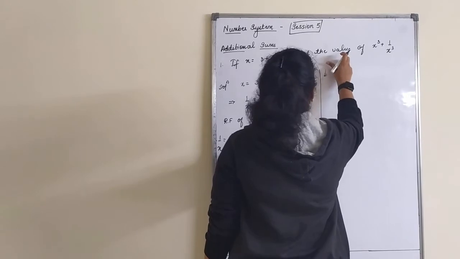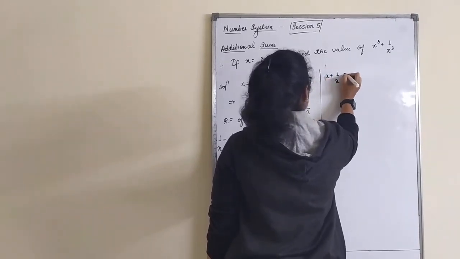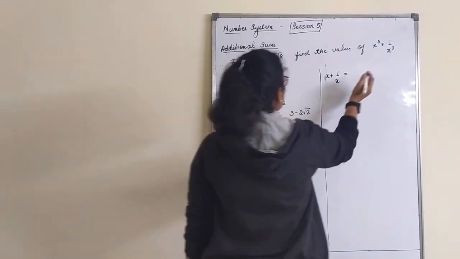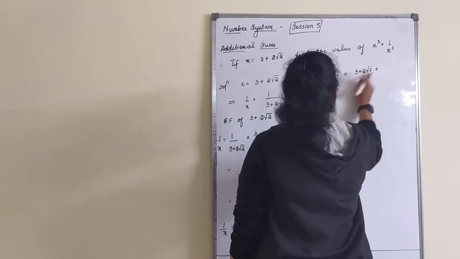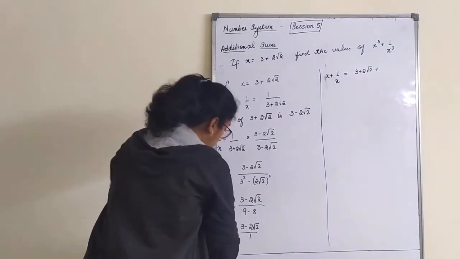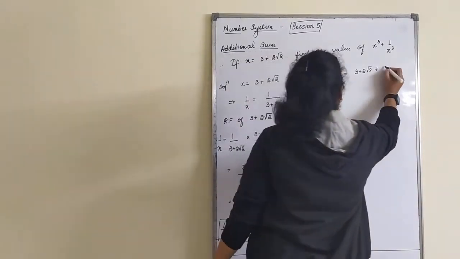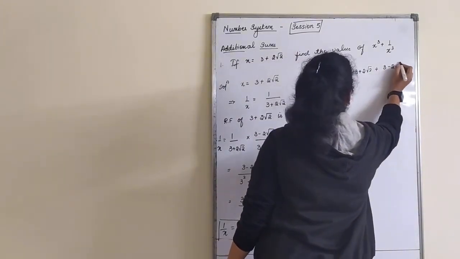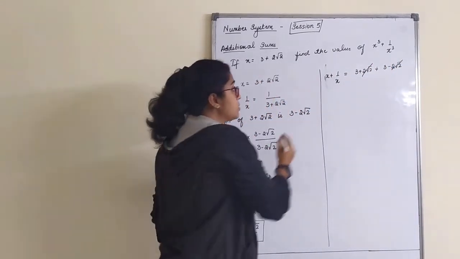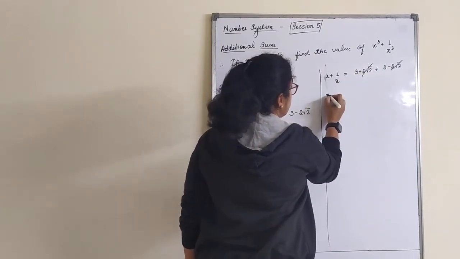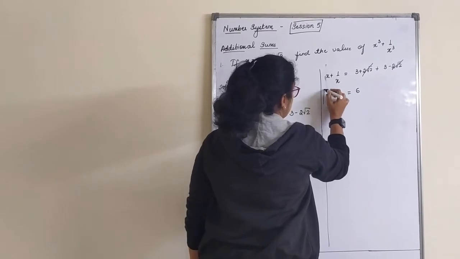So, we will just write here x plus 1 by x is equal to. What is your x? X is in the form of 3 plus 2 root 2. Plus, what is 1 by x which you have got here? If you want, just put this in a box. Answer is 3 minus 2 root 2. 2 root 2 and 2 root 2, one is plus, one is minus, will get cancelled. 3 plus 3 is 6. So, x plus 1 by x is equal to 6.